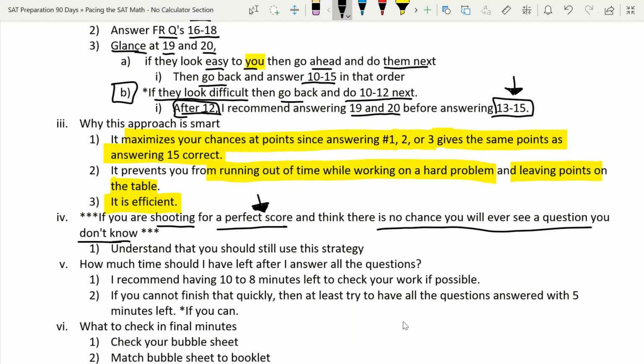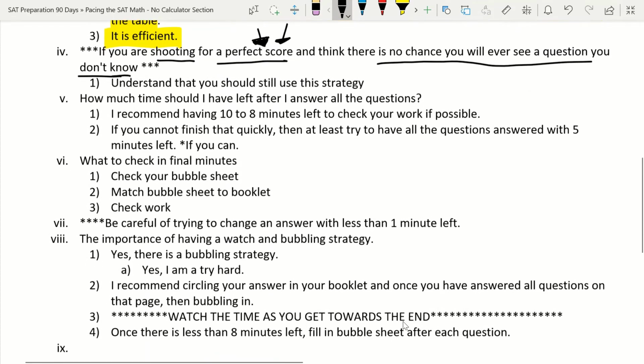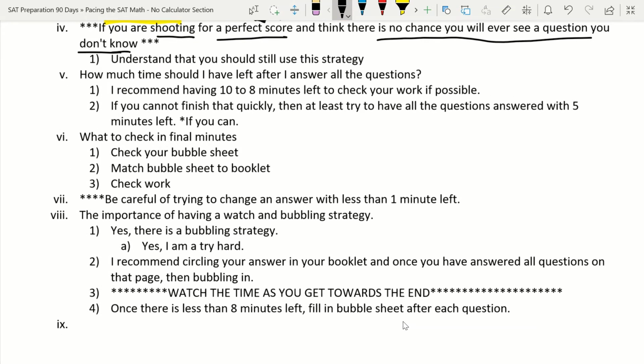So this is definitely the approach for you if you are shooting for a perfect score or just shooting for a score in general. I highly recommend this approach. In my opinion, it is by far the best approach for the math without calculator section, as far as being efficient and maximizing your chances to score highly, no matter what score you're shooting for.